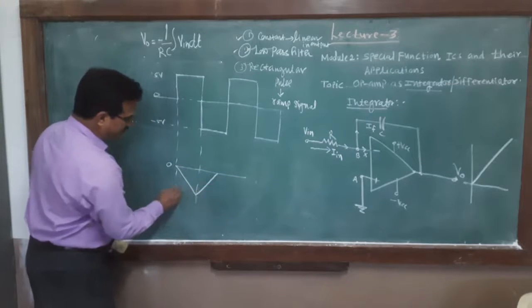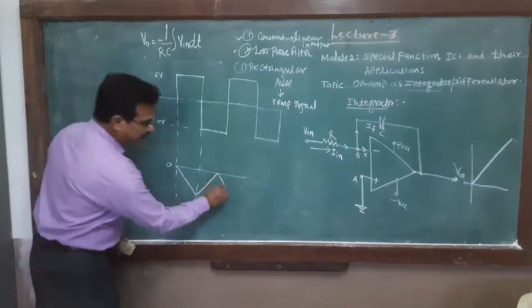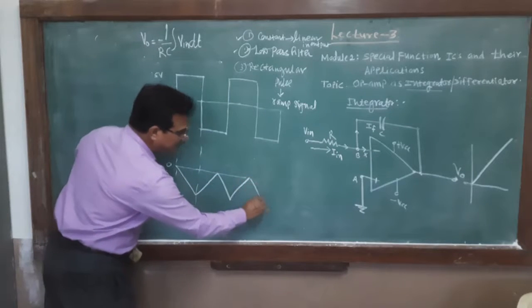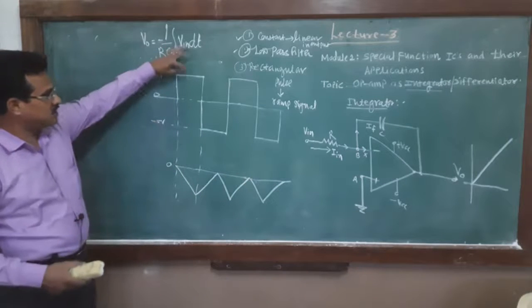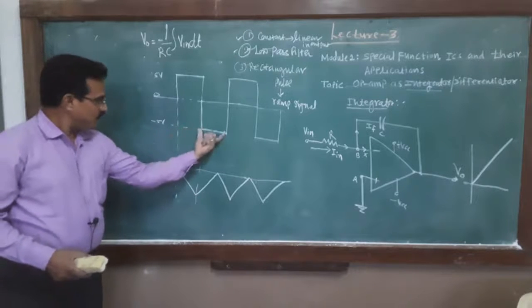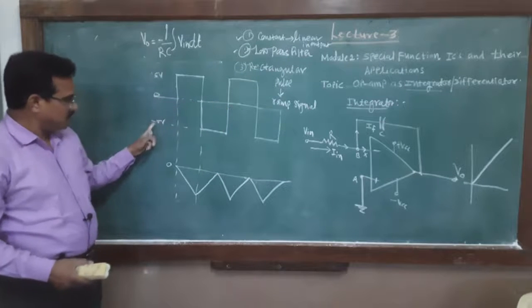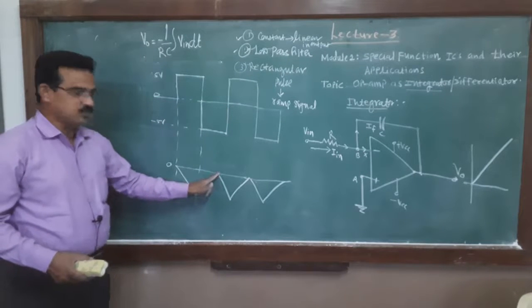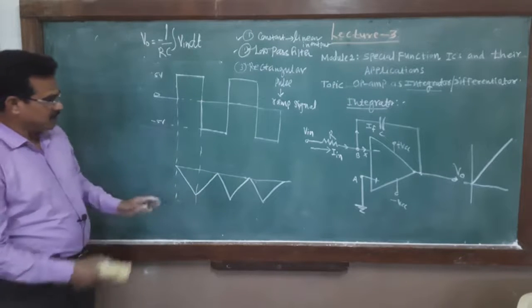And in this way, increasing ramp, decreasing ramp, that is continuously increasing, decreasing, increasing, decreasing, we get a triangular wave. Because for this part, decreasing ramp is there. For this part, increasing ramp is there. Because constant, but here is negative. That's why it moves in the positive direction.